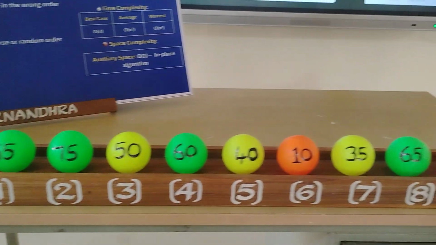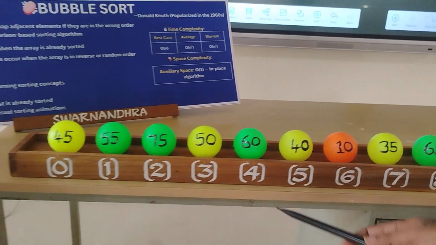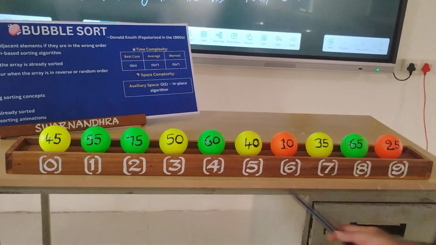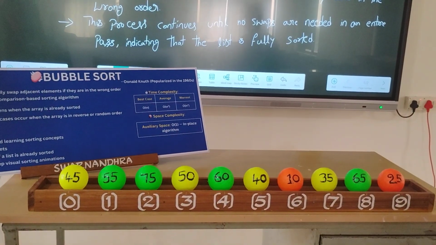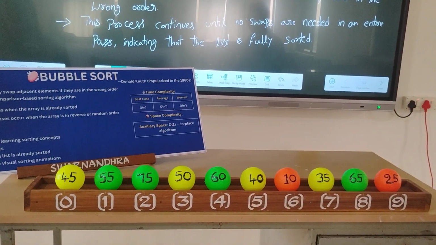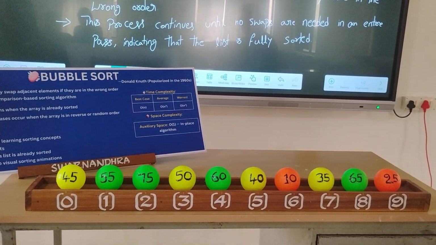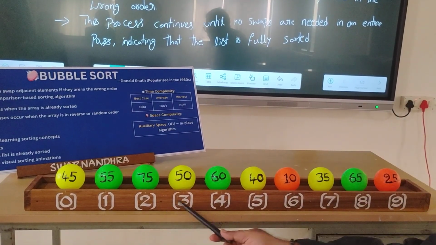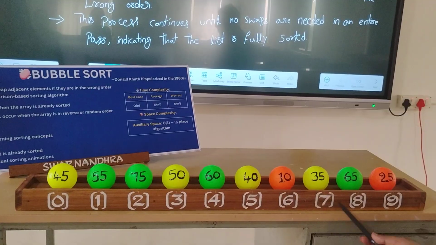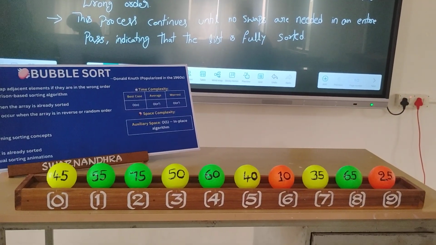These are the unsorted elements. Let us consider this is an array of 10 elements. The array starts from index 0 and ends with n minus 1. The size of the array is n, which means 10. The indices are 0, 1, 2, 3, 4, 5, 6, 7, 8, 9.